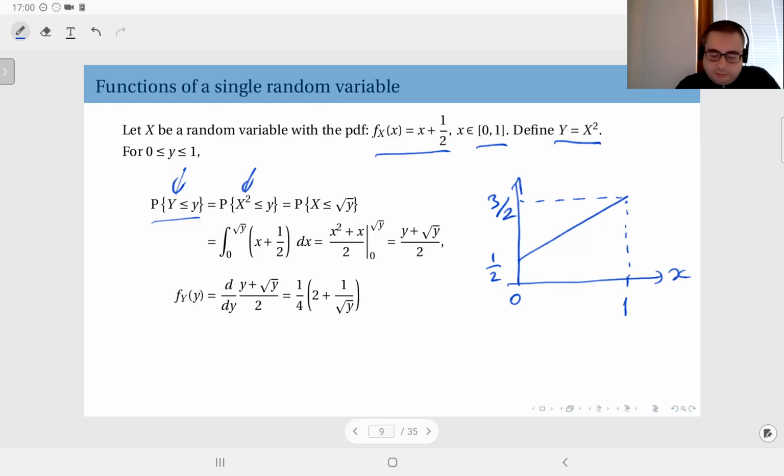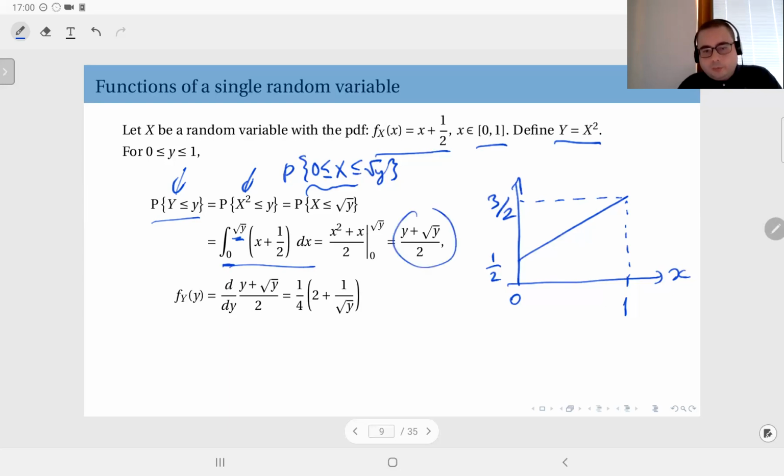So how can I write this? The probability of x less than or equal to square root y. I can write this using the integration of the PDF of x from 0, because the smallest value x can take is 0, up to square root y. So implicitly, I'm just saying this is equal to 0 less than or equal to x less than or equal to square root y. If you integrate this, what you get is y plus square root y divided by 2.